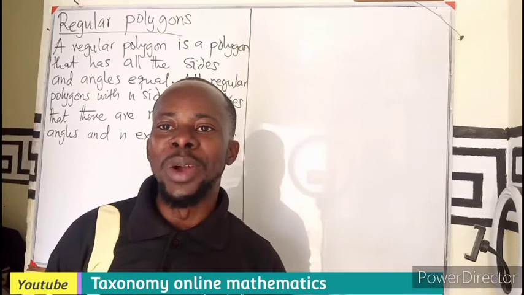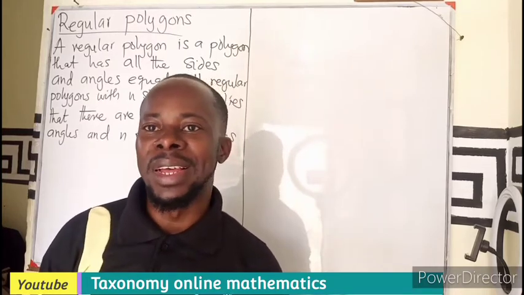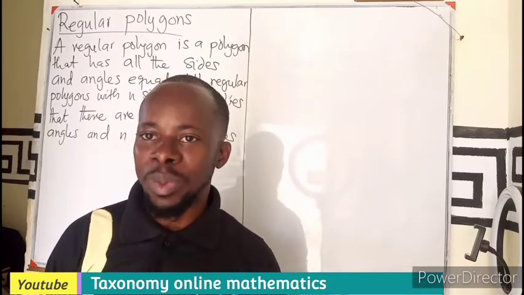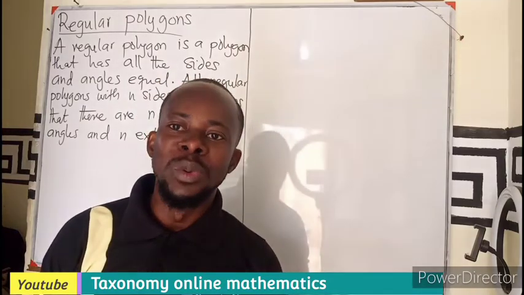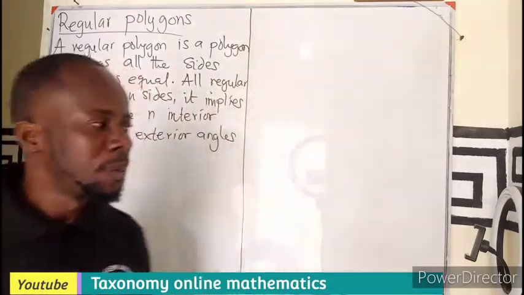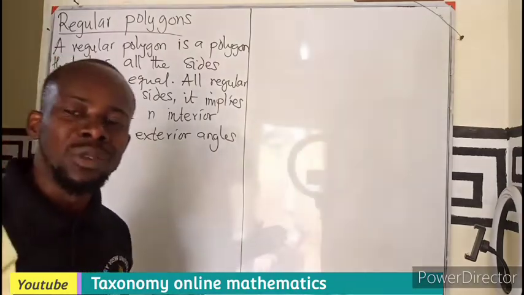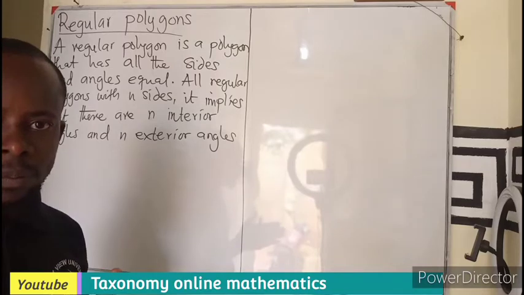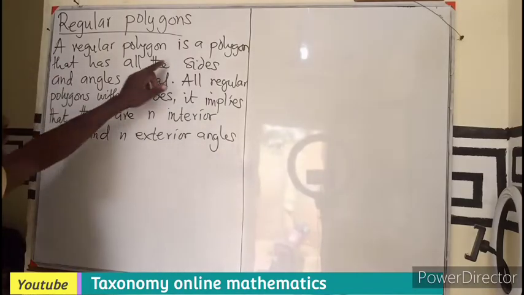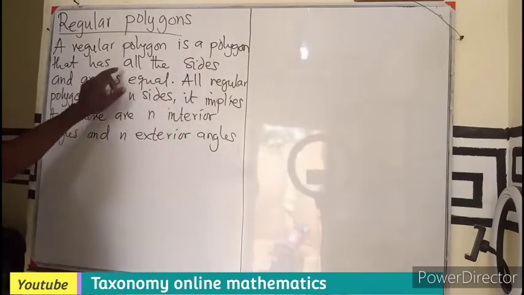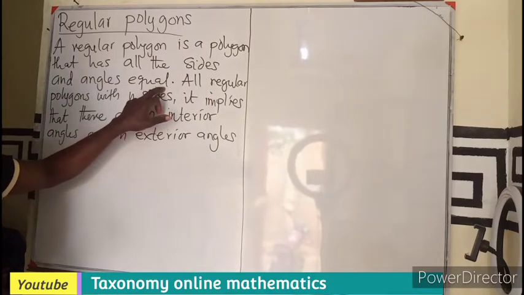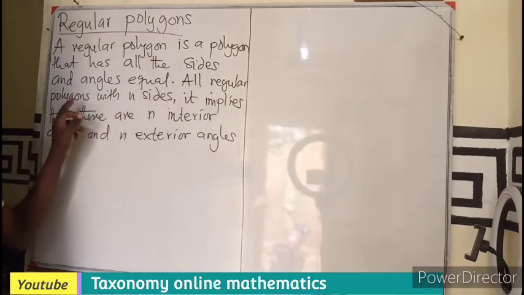In this video, we are going to treat the subtopic regular polygons under the topic polygons. Now, when we talk of a regular polygon, it means a polygon that has all the sides and angles equal. So we are saying that a regular polygon is a polygon that has all the sides and angles equal. Not only that, all regular polygons with any size.